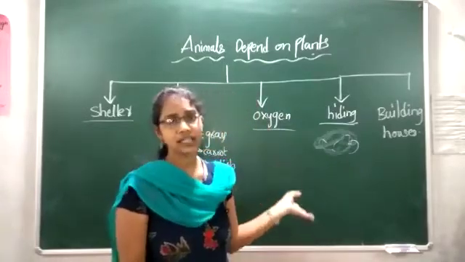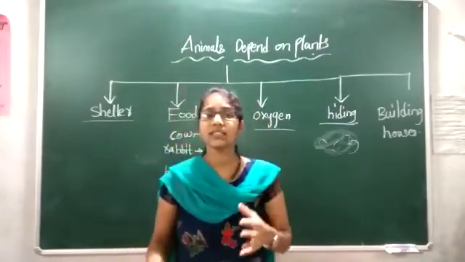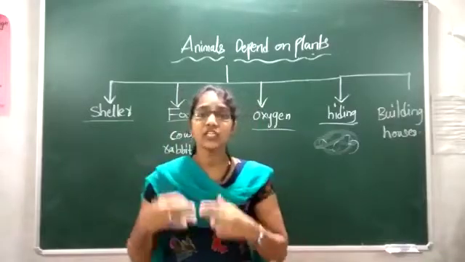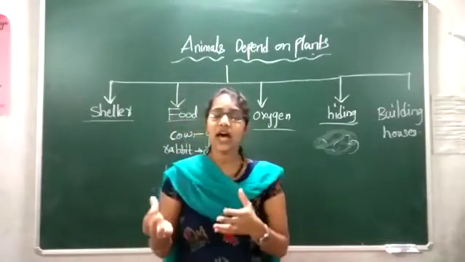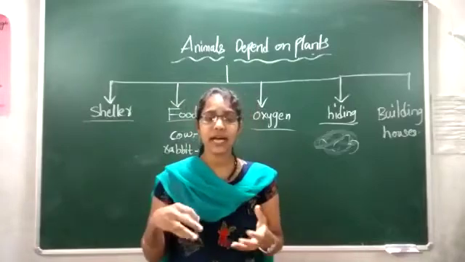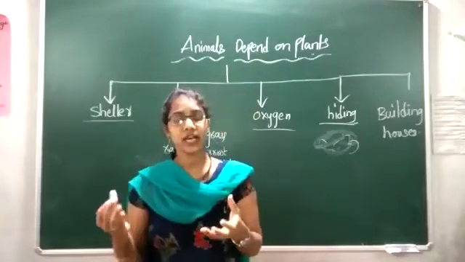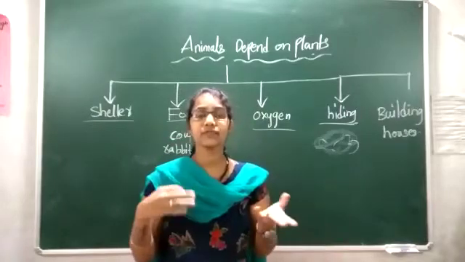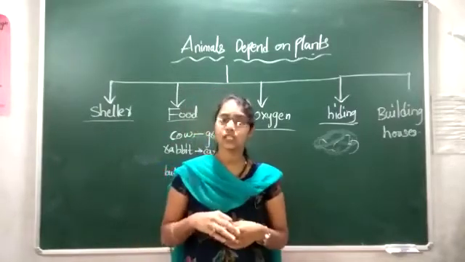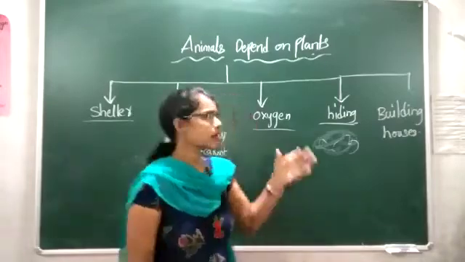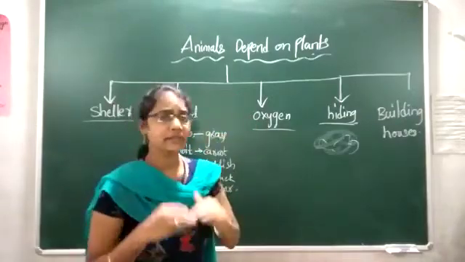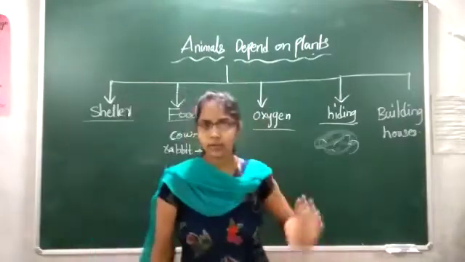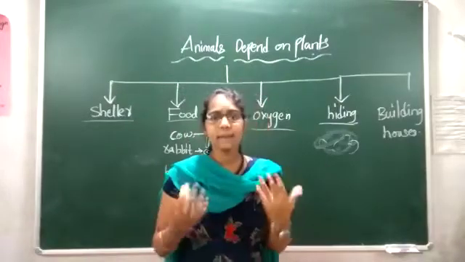So what is happening is these animals and birds are going to the cities for their shelter and food purpose. Those which do not get food and shelter are dying. So some animals are dying in need of food and shelter. So tell me, children, up to now we have discussed that animals depend on plants.